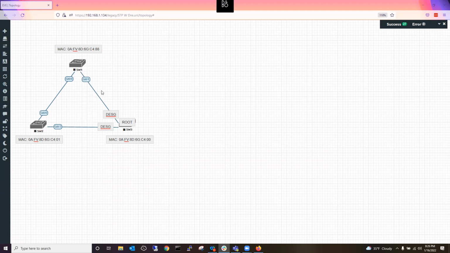Cool. So let's go ahead and go through these other switches. Let's start with switch 1. What is the port state and role of gigabit 0/1 and why? 0/1 would be the root port. That would be the shortest, the lowest cost route to the root bridge.